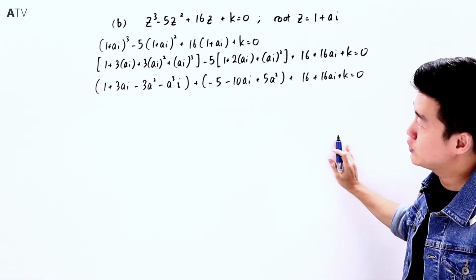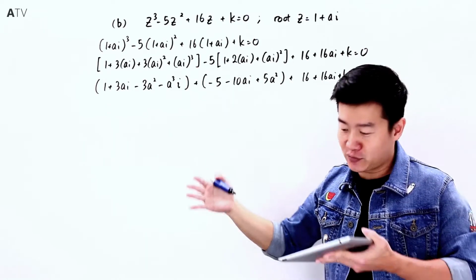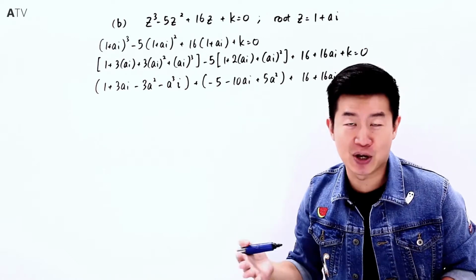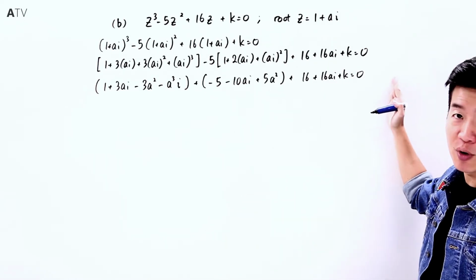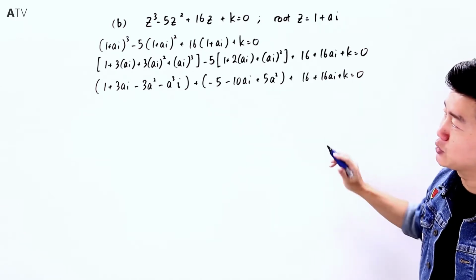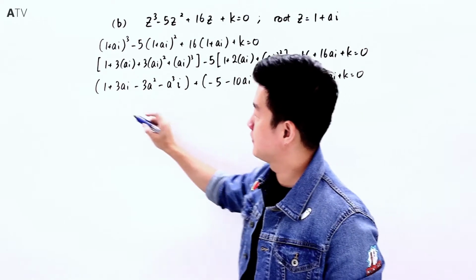What we need to do is to regroup this whole thing on the left hand side so that it consists of the real portion plus i times the imaginary portion, and we will match it to the real and imaginary portion on the right hand side. Then we will try to solve for a and k. Let's do that first for this.